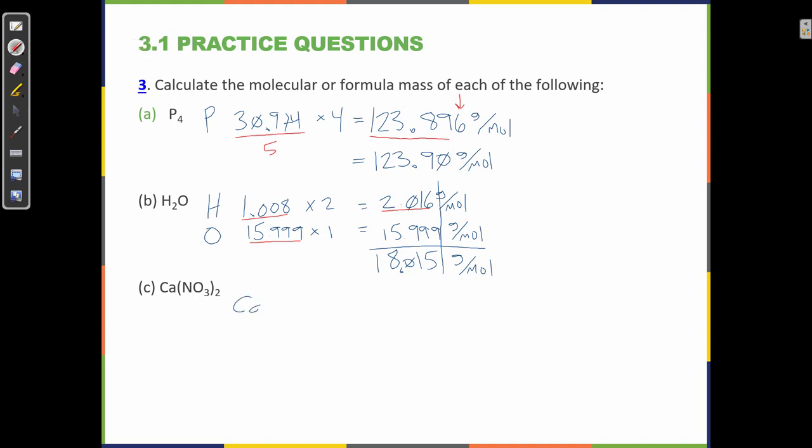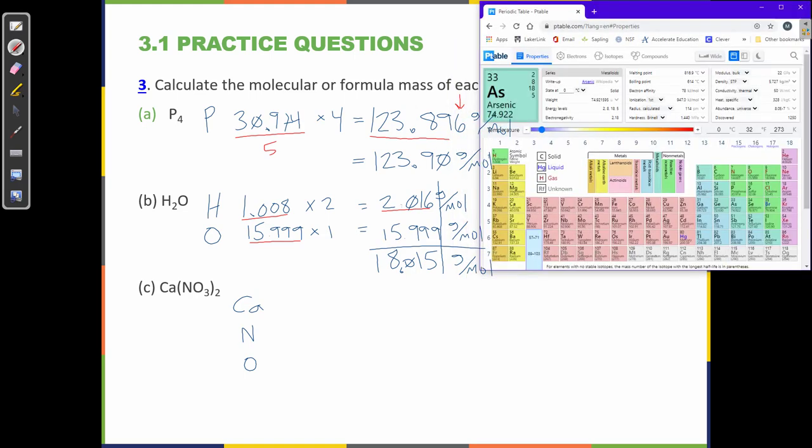Calcium, nitrogen, and oxygen. Bring up our table. Calcium is 40.078. My decimal points don't show up very well sometimes on this program, so when I space the numbers apart like this, I try to put a decimal point in there. That's what I'm doing there. There's a decimal point there, 40.078.